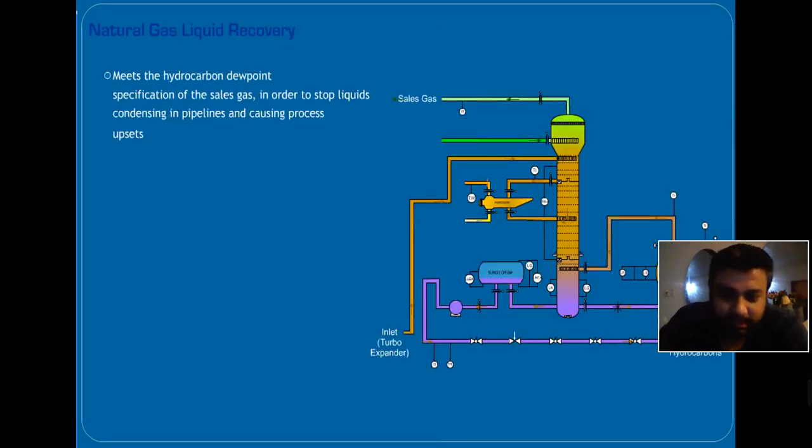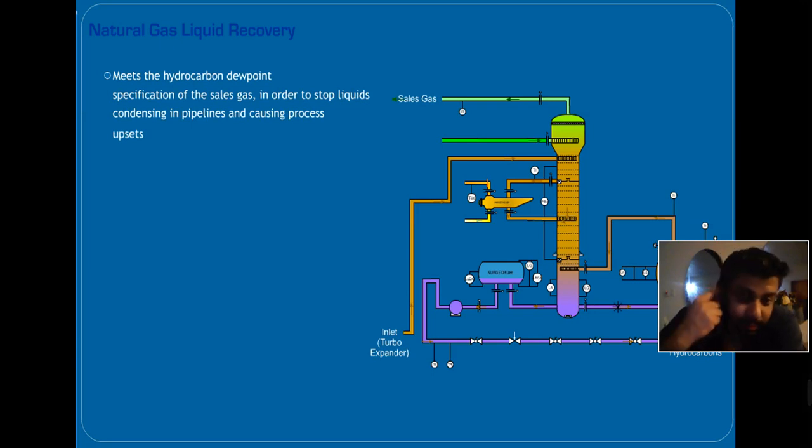Then after gas compression, gas sweetening, and gas dehydration, we have NGL recovery, natural gas liquids. In this case, natural gas liquid recovery is actually where we control the dew point. Now, what is the dew point? The pressure and temperature at which the first drop of liquid is formed inside the gas is called the dew point pressure or temperature.